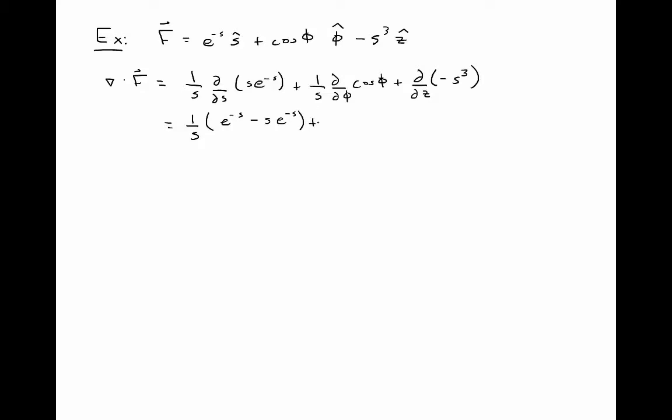Okay, next one, our 1 over s out front, the derivative of cosine phi with respect to phi is minus sine phi. And s may as well be a constant as far as e is concerned, so that's 0. We can clean it up a little bit. Well, I'm not sure this is cleaning it up that much. Okay, so I made you practice your calculus.